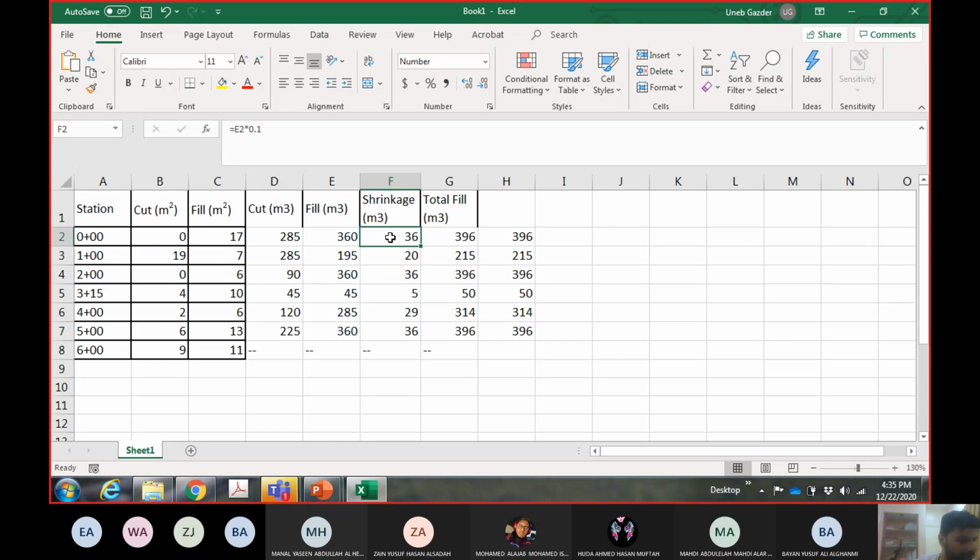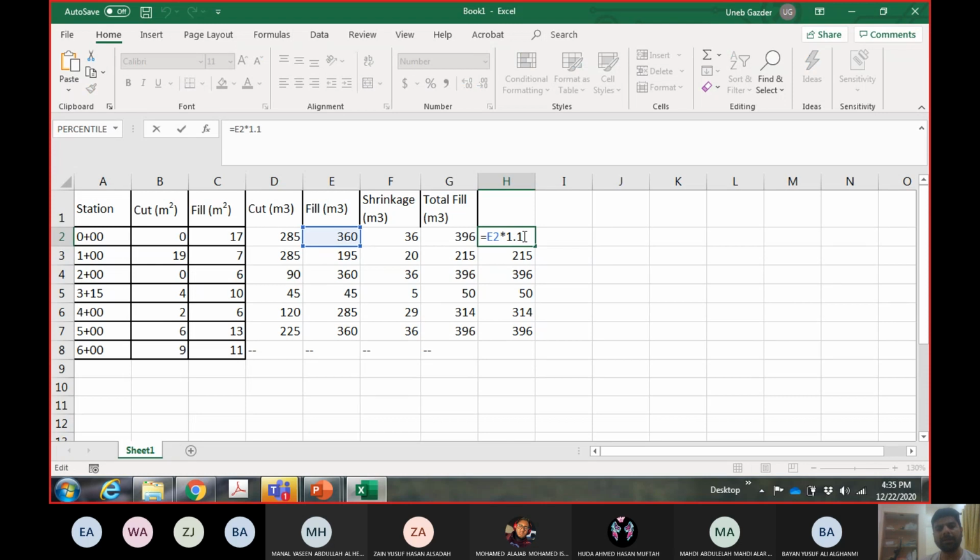Then you add them together and you get the total fill. Some of you did the other approach as well. Instead of multiplying by 0.1 and then adding the fill, they directly multiplied by 1.1, which is also fine. If you take the fill and multiply with 1 plus shrinkage, that is also fine. Shrinkage was 10%, meaning 0.1, so you multiply by 1.1. You will get the same answer. See, this is 396 and this is also 396. Both approaches should give you the same answer.